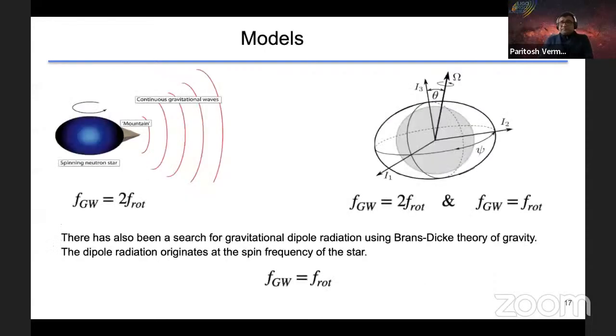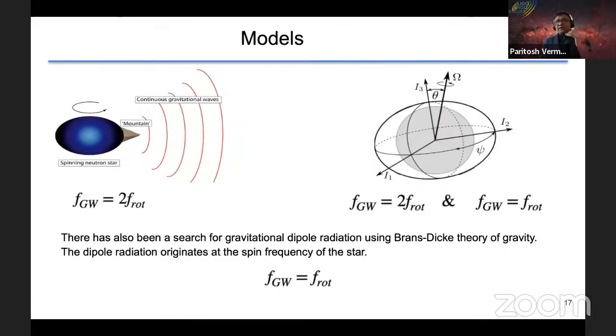Okay, next slide, please. To search for gravitational waves, we implement three models in our pipeline. The first one is known as the single harmonic model. It is an ellipsoid with a mountain, as said by Ian, and it is spinning about one of its symmetry axes, and it emits gravitational waves at twice the spin frequency. The second model is where there is an angle theta between the symmetry axis and the spinning axis. In this case, gravitational waves are emitted at two frequencies: once the spin frequency and twice the spin frequency. These two models are due to the time varying quadrupole moment.